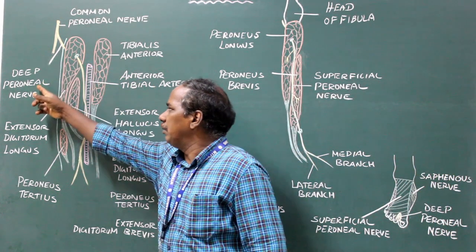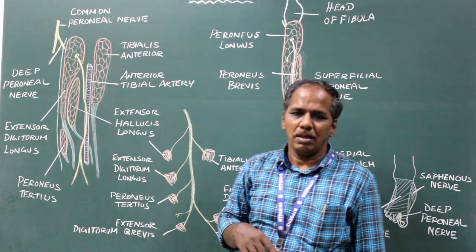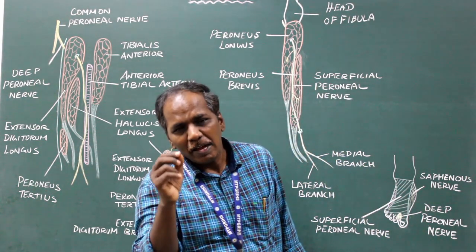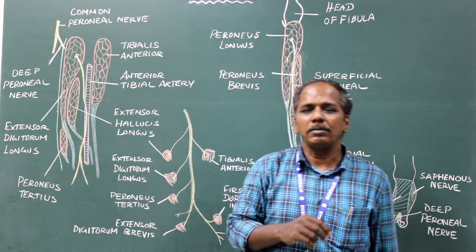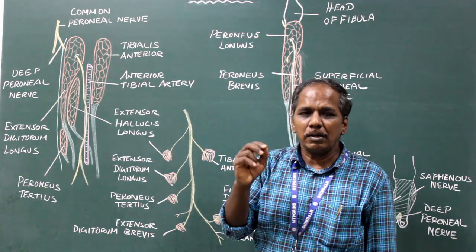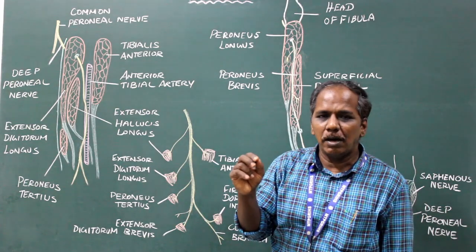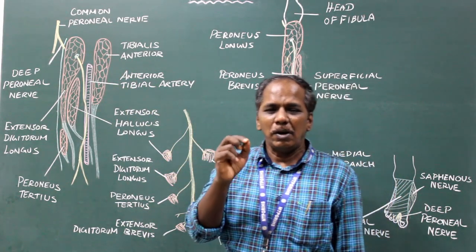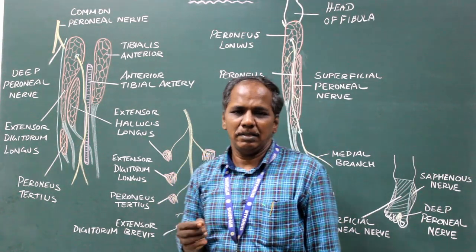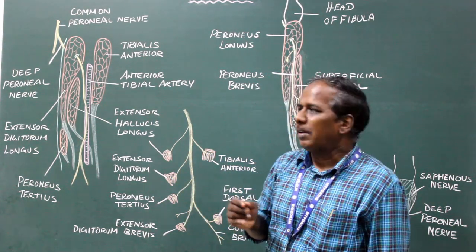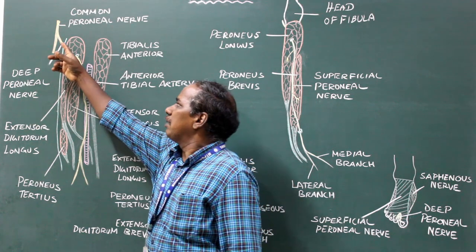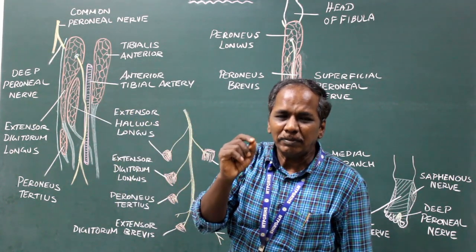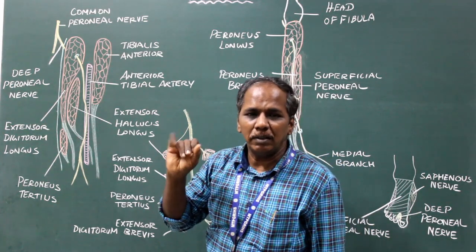Deep peroneal nerve. It is the chief nerve of the anterior compartment of the leg. It is one of the divisions, or branches, of the common peroneal nerve. Course and relations. It arises from the common peroneal nerve near the neck of the fibula. That is the first point.